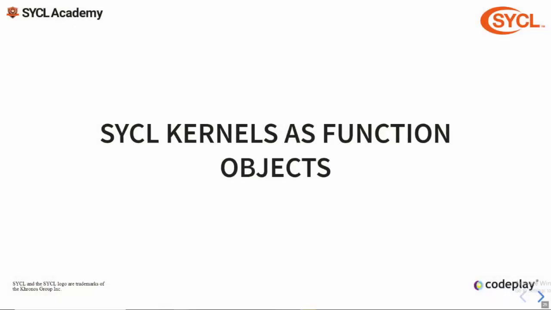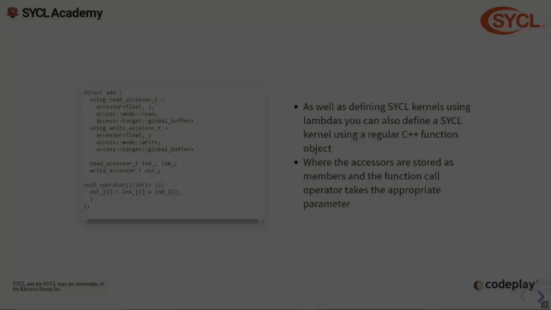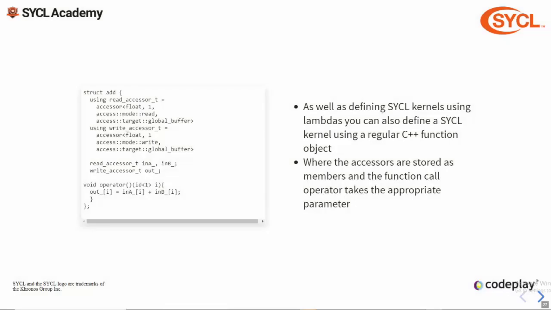Next, we're going to take a look at how to define kernel functions as function objects. In all the examples we've looked at so far, we have used lambda expressions to define the kernel functions. Now we're going to look at how you can do this with a function object instead. A SYCL kernel function defined as a function object must store any variables such as accessors as member variables, and the function call operator must take the appropriate index type for the API you intend to pass the function object to. Remember, the member variables must always be stored by value.